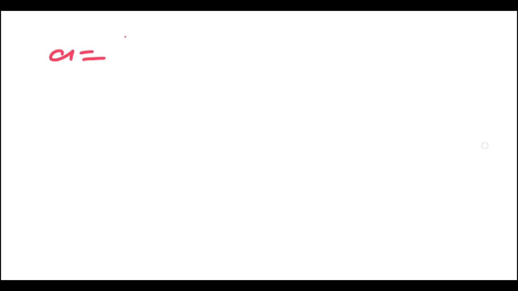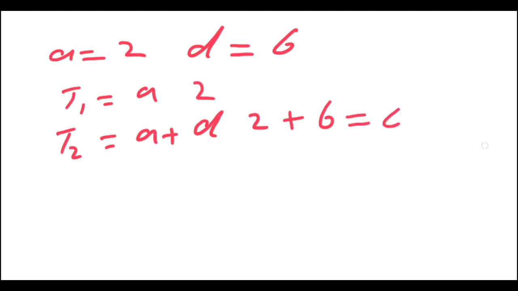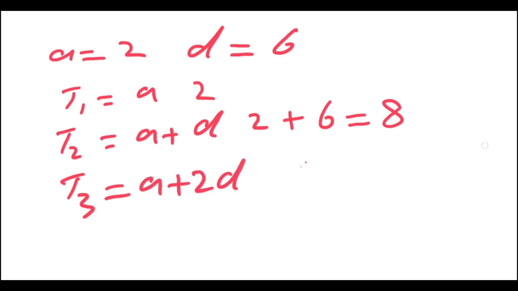So we have a which is equal to 2 and the d we got 6. So the first term will be a which is 2. Second term will be a plus d. So a we got 2 plus d is 6, that is going to be 8. Term 3 is going to be a plus 2d. So the a we got 2 plus 2 multiplied by 6. The answer is 14. There we got the 3 terms.